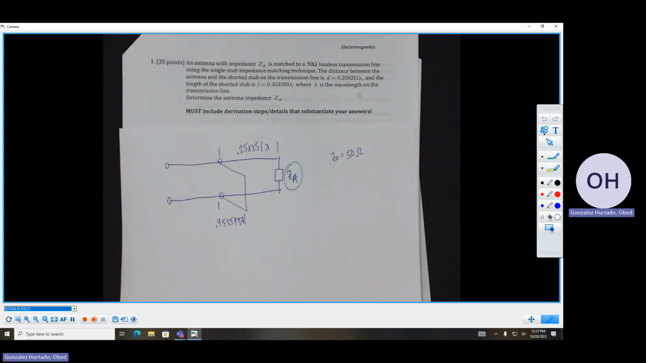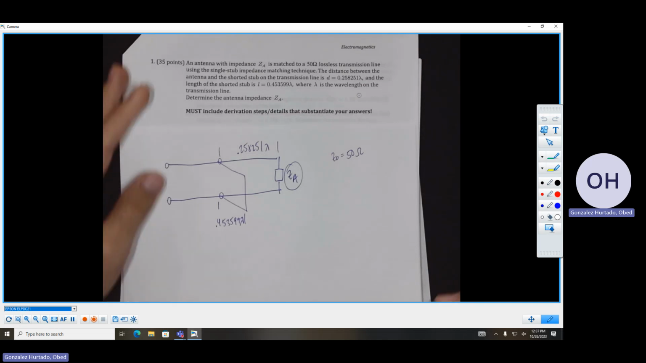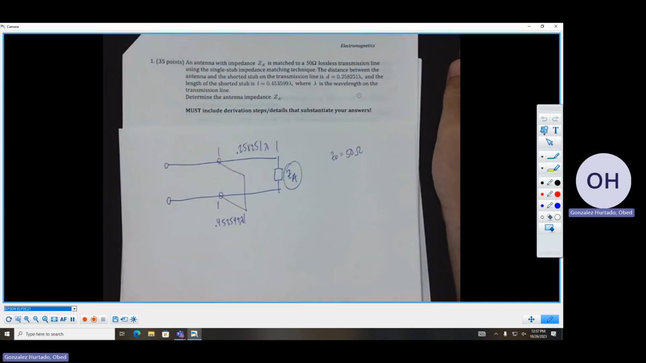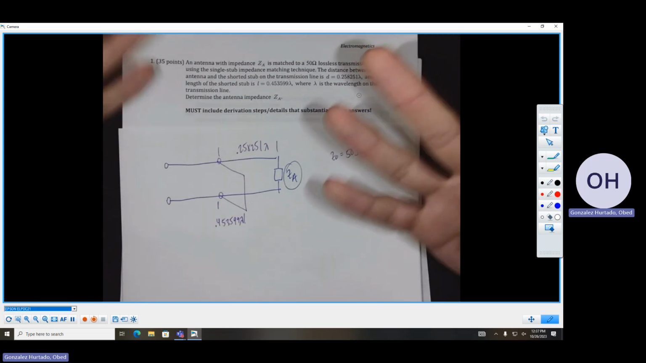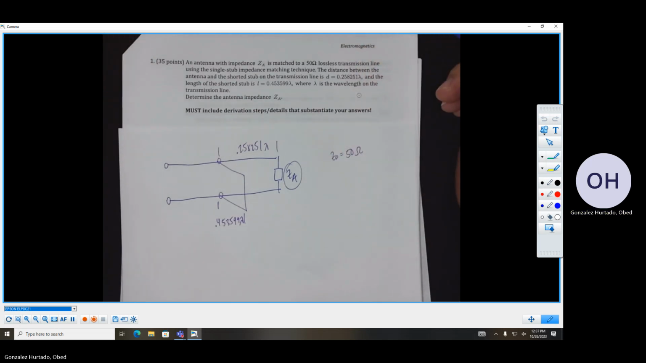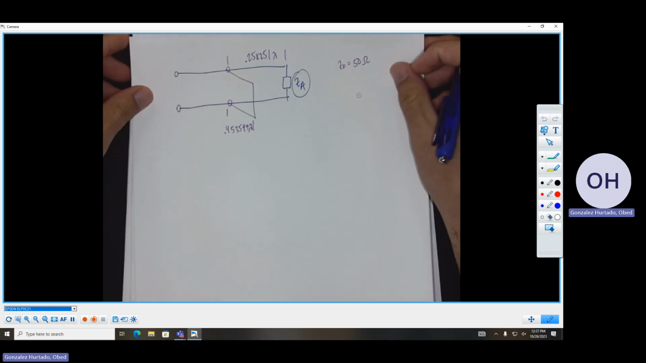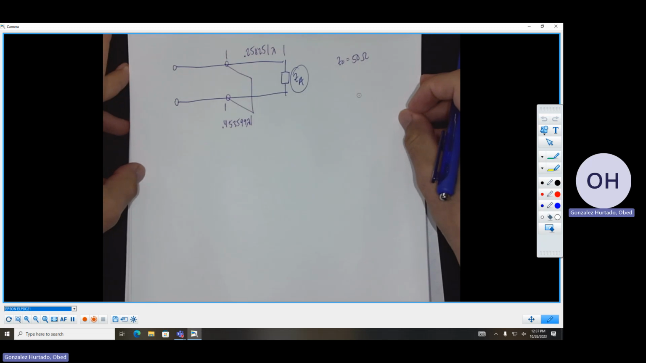We are finding ZA. Hint, maybe we are given a short stub here. Hint, maybe you'll see an open stub. So maybe try solving this one open-wise. Could be good practice. Maybe. Just maybe. Either way.